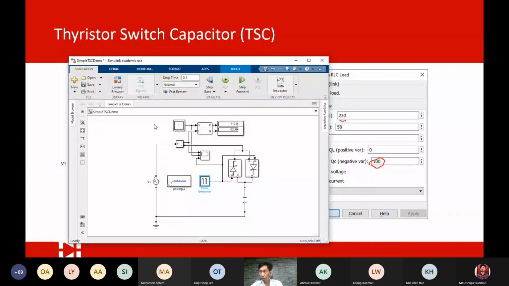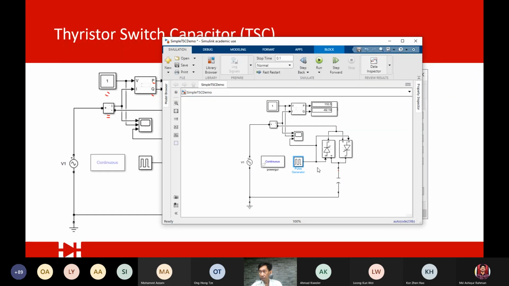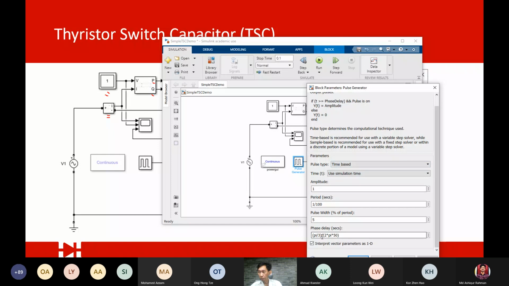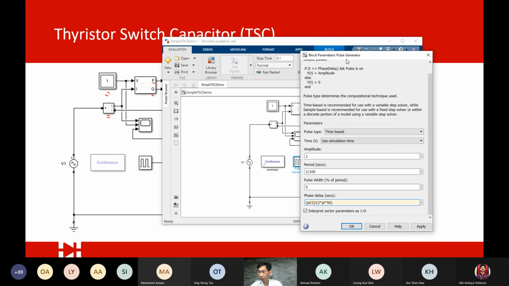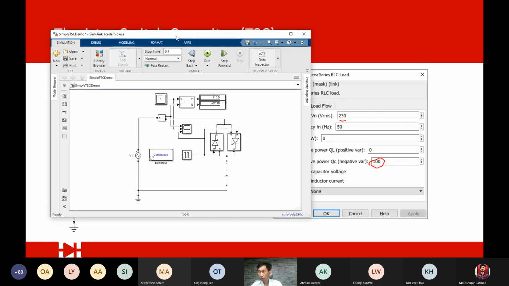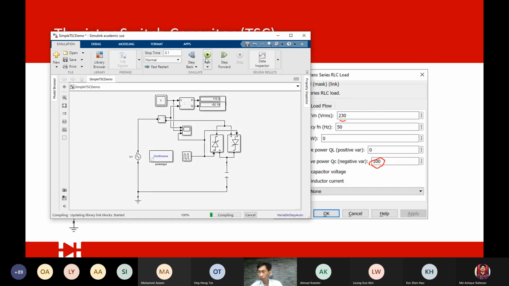In the actual system, you will see there are many capacitors there. It depends on how much power you want, and you switch to that particular capacitor. It operates just like a cap bank, but it's electronically controlled. Okay, let's come back here. We run this again.